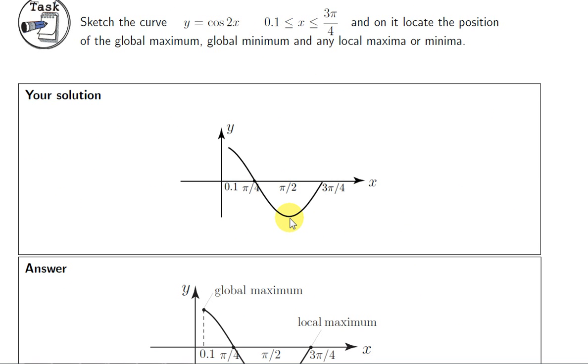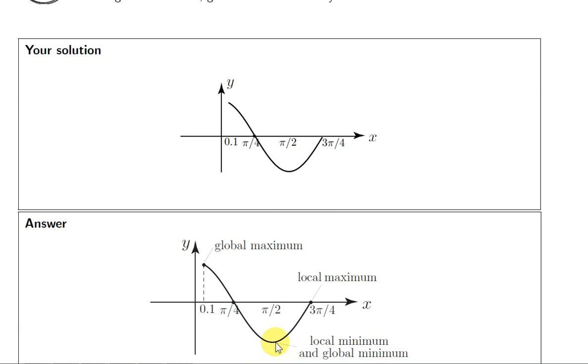So we could plot the stationary point. Then we could get the value of the function at 0.1 and get the value of the function at 3 pi over 4. Well, it's 0 at 3 pi over 4. And we could then note the local minimum, and we would see that it's also a global minimum. The global maximum occurs at 0.1.